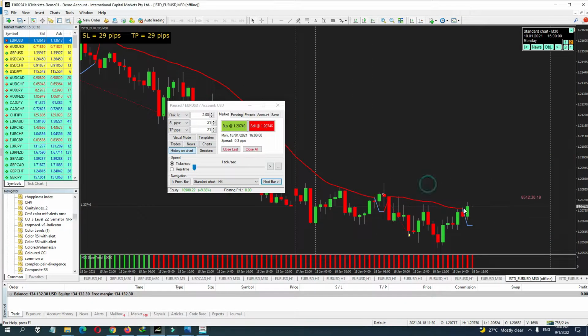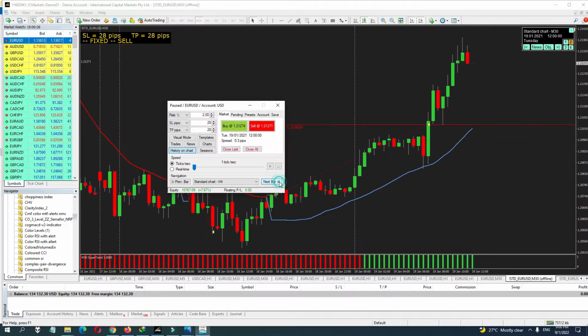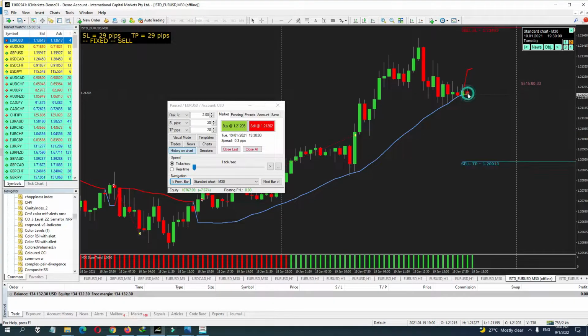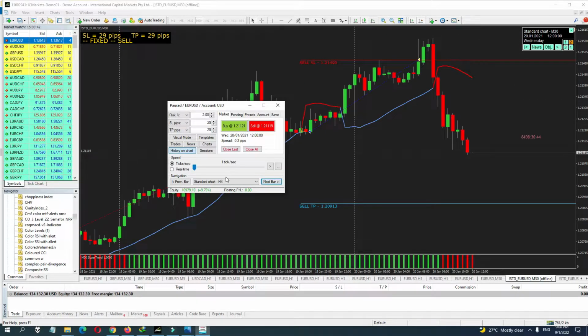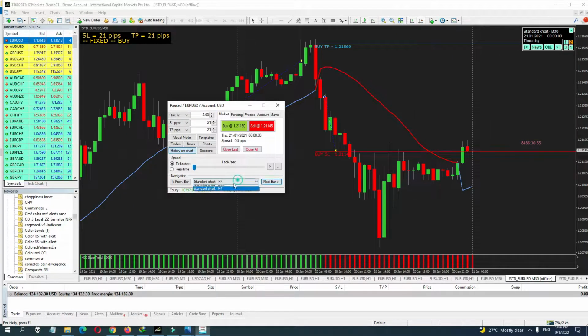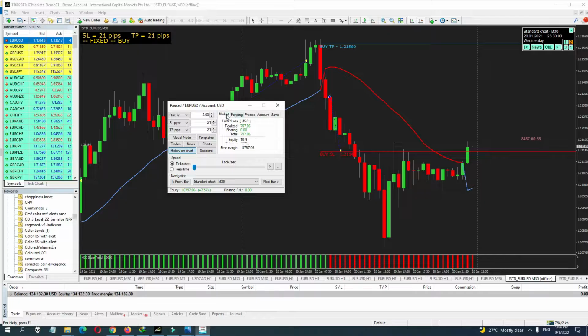Sell again. This works better in a ranging market. If you want to use your discretion, only trade in a ranging market. And you also don't want to take a trade if you believe the trend is already exhausted. Buy here. We're making $700 so far.